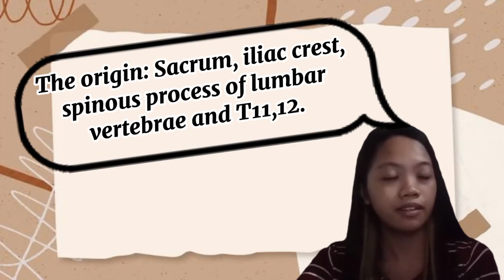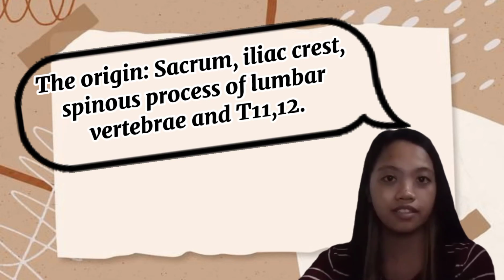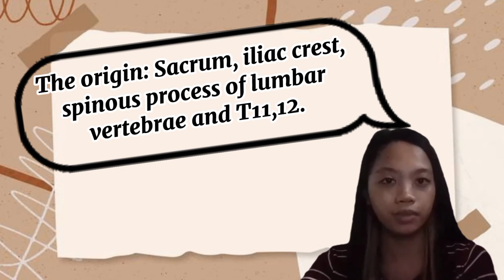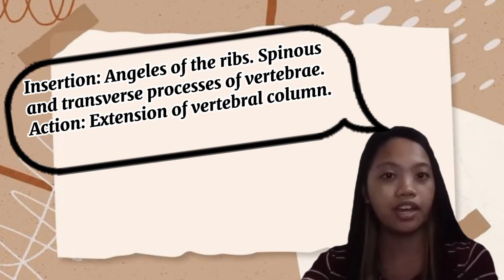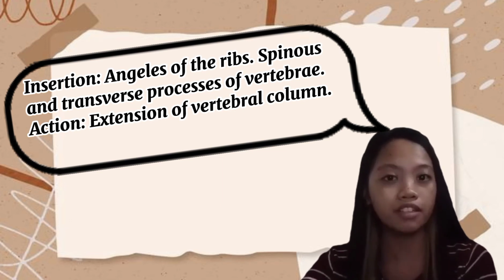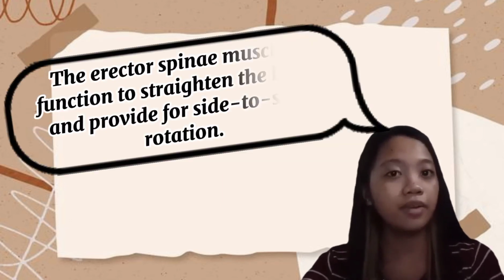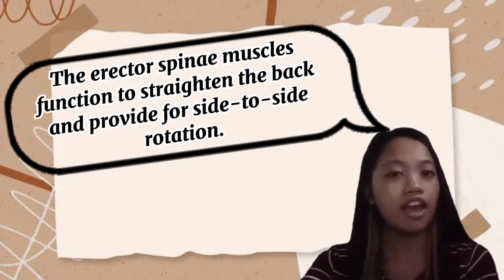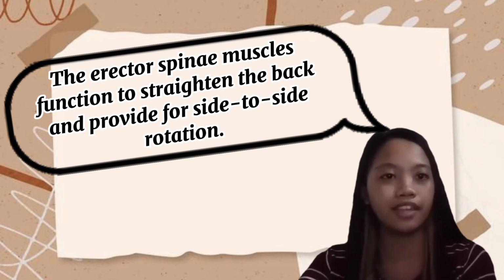The origin is the sacrum, iliac crest, spinous processes of lumbar vertebrae, and T11-12, while the insertion is the angle of the ribs and the spinous and transverse processes of vertebrae. The erector spinae muscles function to straighten the back and provide side-to-side rotation.